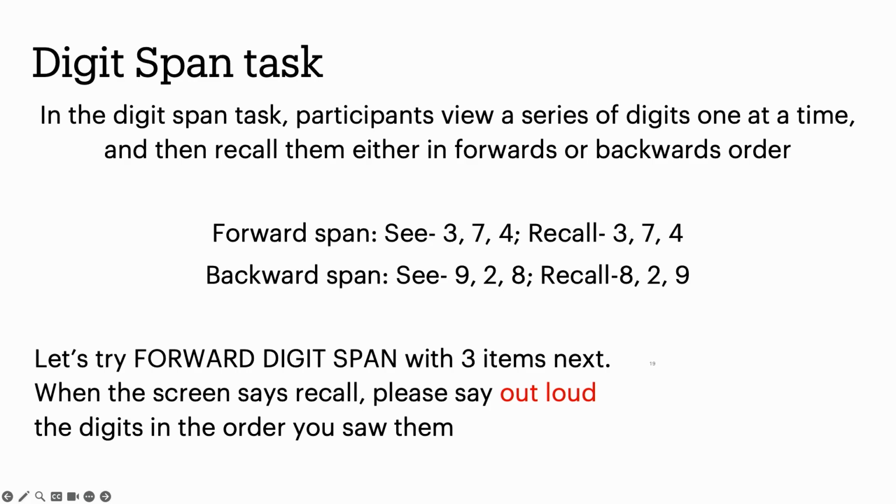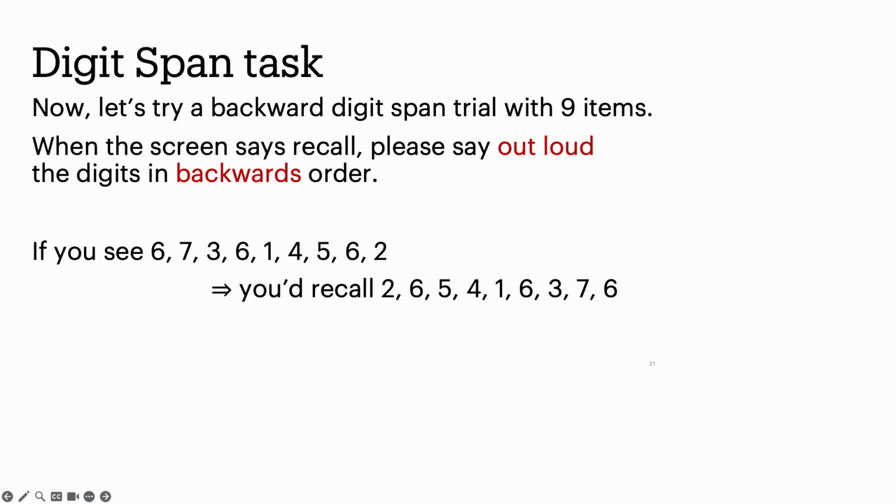So, okay, let's try it with 3 items. When the screen says recall, please say out loud the digits in the order you saw them. Ready? Everybody ready? Okay. Okay, very nice. Okay, so now we're going to try a backwards one with 9 items. Okay, you ready for that one? All right, you got to really focus on this one.